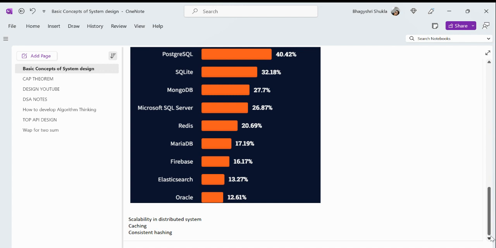After that we have a scalability issue, that is, scalability in the distributed system. As we know, as the services grow and the number of requests increases, the system can become slow and performance may be affected. So scaling is the best way to address this issue, which involves increasing the capacity of the system to handle more requests. There are two main ways to scale: horizontal scaling and vertical scaling.